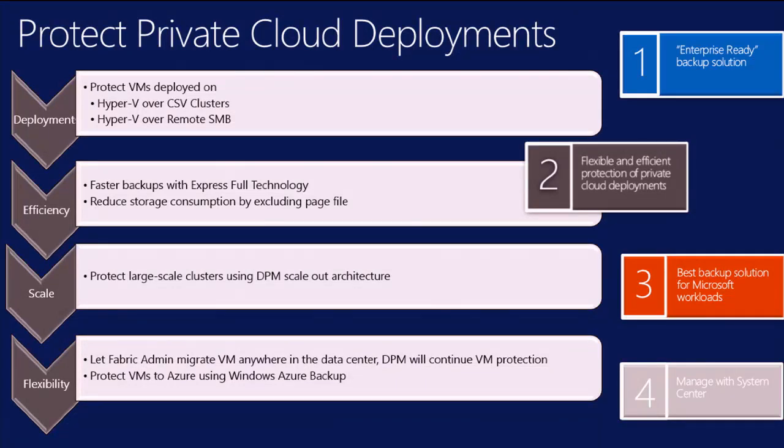You let your Fabric administrator move his VMs wherever he wants to. As a backup administrator, you don't need to do anything. Backups will continue to work. DPM will track down that VM, where it is, and then go and talk to the VMM server to find that information, and then back it up from the new host, or a cluster, or a remote SMB share, a hypervisor remote SMB share. It doesn't matter. Wherever it goes, we'll track it down.